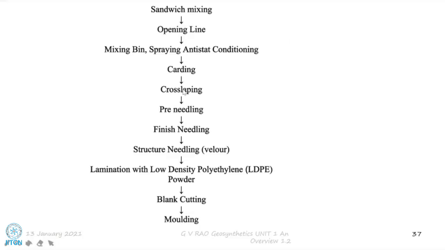Then carding, and then as I said, cross lapping, pre-needling, finish needling, and then anything else depending upon the finish you want to give. And sometimes it is also possible for us to give a lamination to this also. LDPE can be powdered and then it's calendared. That means calendared means it's going through hot rollers, so it becomes a layer.